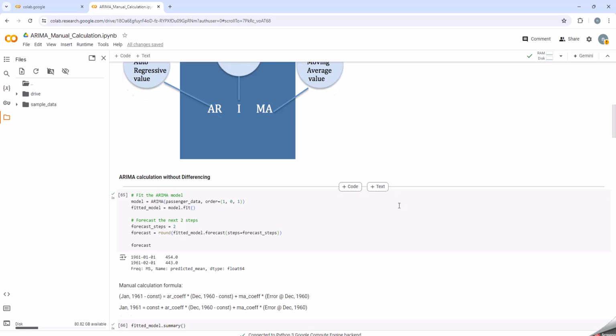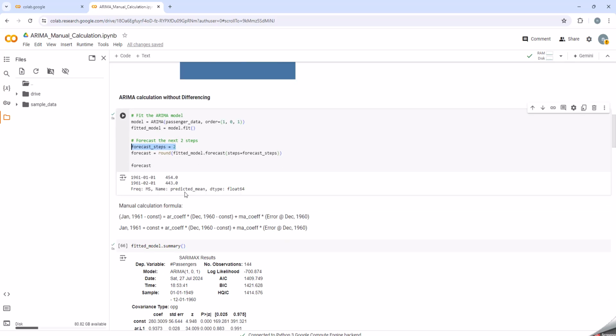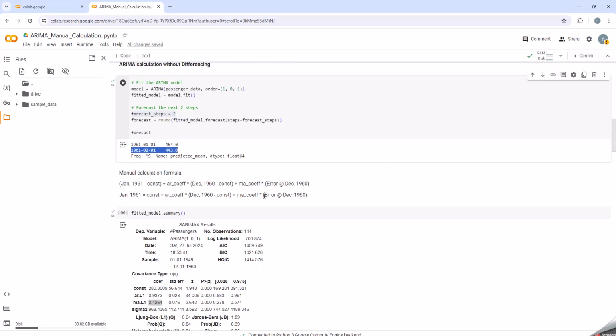In the first scenario, we will set P and Q equal to 1. There is no differencing, so D is equal to 0. This means the future value will be dependent on the single past value and also on the single past prediction error. We are going to do a two-step forecasting. When we run the ARIMA model for these PDQ values, we get the forecast as 454 for January 1961 and 443 for February 1961. Now we will calculate manually and see how these values were achieved by the ARIMA model.